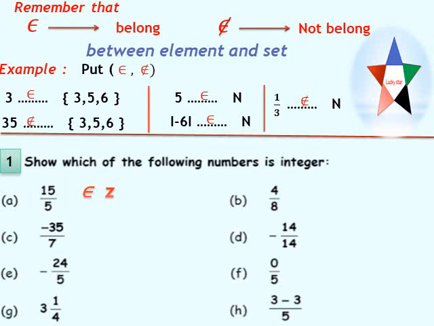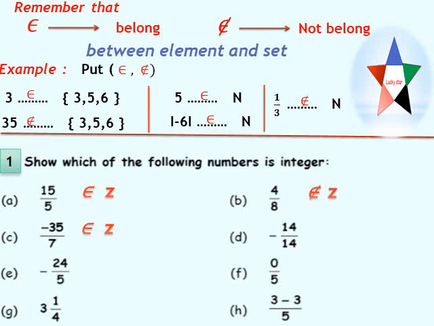Show which of the following numbers is an integer. He asked me about that. 15/5 is an integer. Put it in your calculator. You found it. It's equal to what? Equal to 3. Yes, it belongs. What about 4/8? Put it in your calculator. It's equal to a half. So a half does not belong to that.